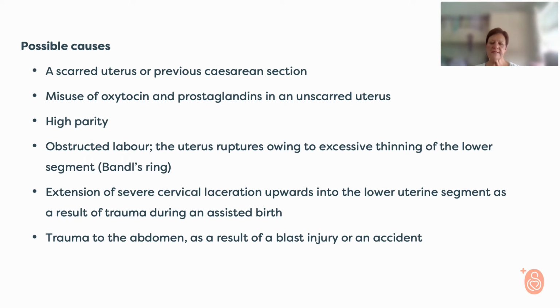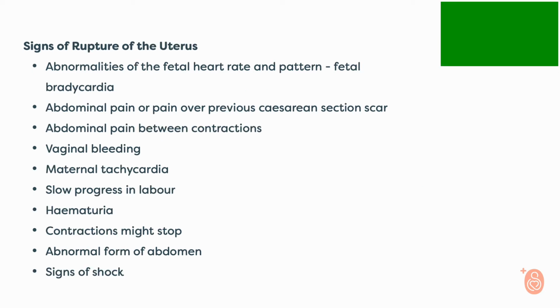Or sometimes we get, especially in traumatic births and use of instruments during assisted births, an extension of a cervical laceration that extends up into the uterus, into the lower segment of the uterus, and obviously can cause severe bleeding. Then also trauma to the abdomen, for example, the result of a blast injury or a motor accident, can also cause trauma to the uterus if the impulse was big enough.